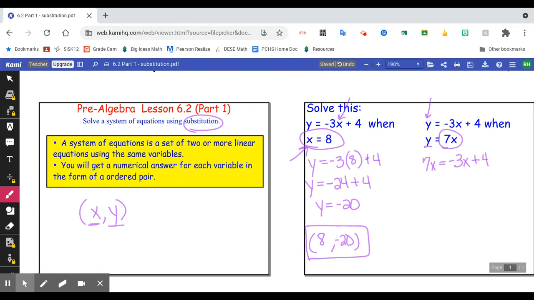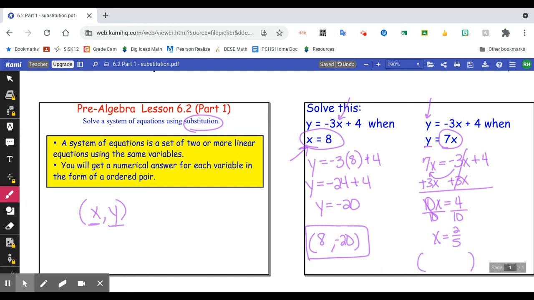Now we have to get our variables together, so this guy needs to move over there by doing the opposite. So I'm going to add 3x to both sides. We have 10x equals 4. Divide by 10 on both sides, and x equals 4 over 10, or you could put 2/5. Okay, so there's my x.